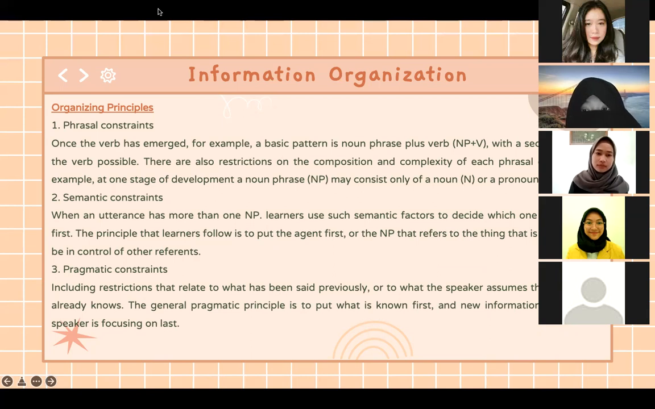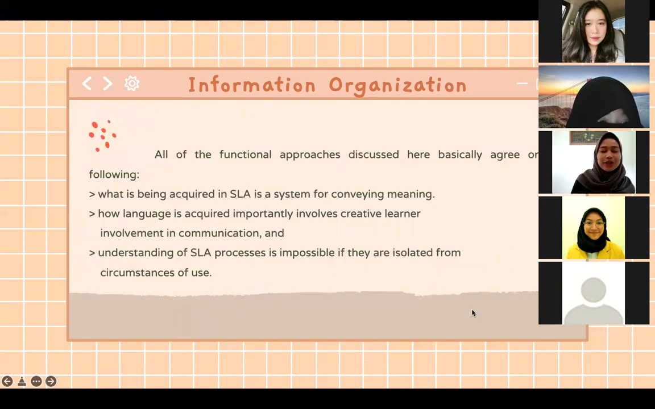And then the second information organization, which is organizing principles, will be explained by my friend Parti Fergit. Parti Fergit, time is yours. Okay, thank you, Sumayyah.